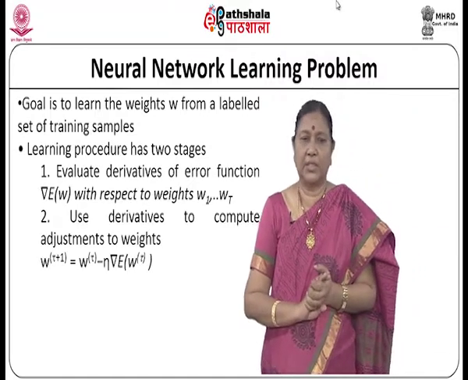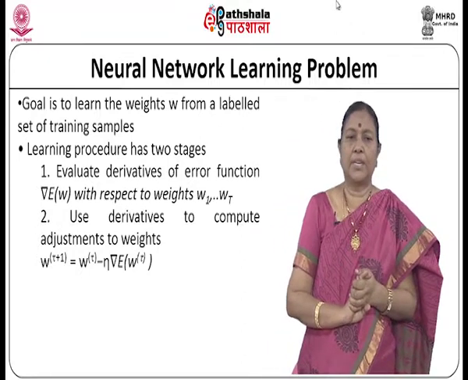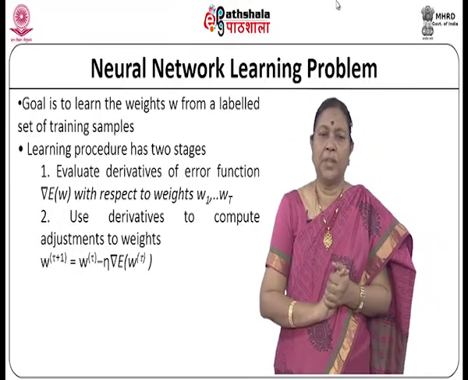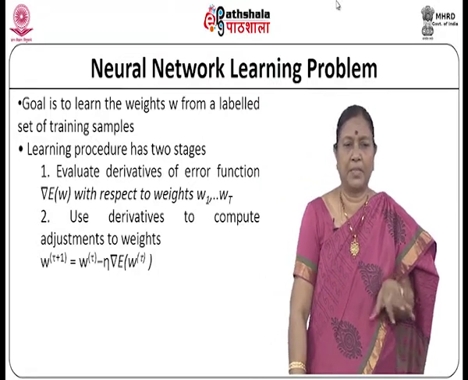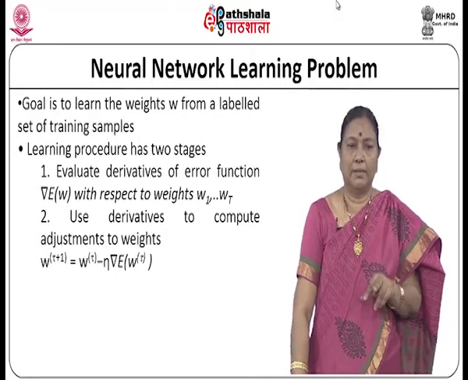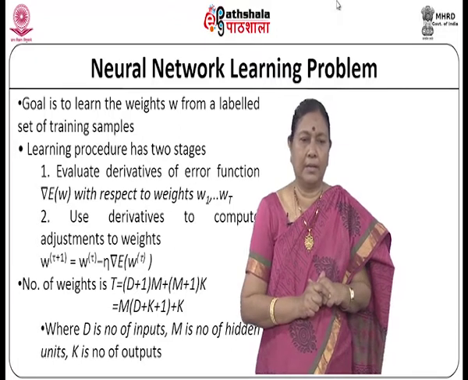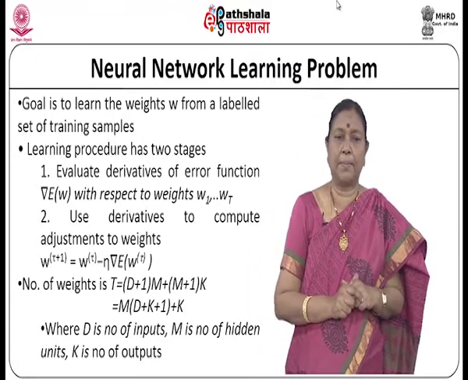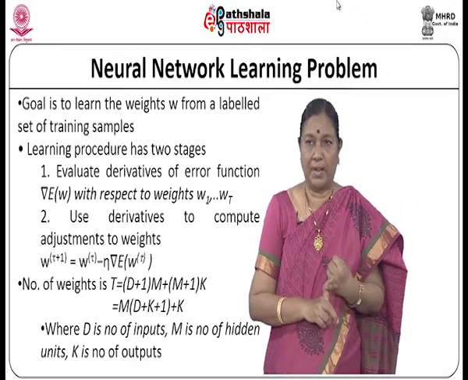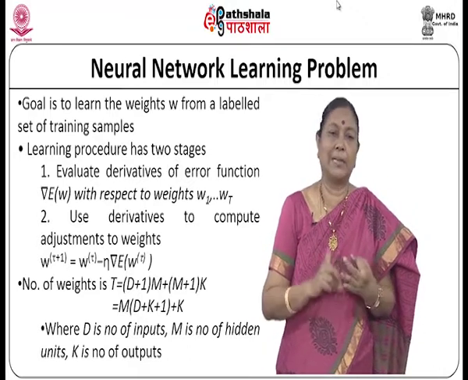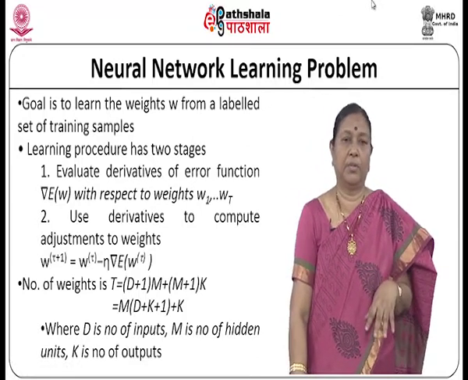The learning procedure normally has two stages. First, evaluate the derivatives of the error function delta E of w with respect to the weights w_1 to w_T. Second, use the derivatives to compute adjustments to the weights, given like this: w at tau plus 1 is equal to w at tau minus the derivative of that. The number of weights is T equal to (D plus 1) M plus (M plus 1) K, that is M into (D plus K plus 1) plus K, where D is the number of inputs, M is the number of hidden units and K is the number of outputs. So, that we have already seen. That will be the number of weights you will have to find out.